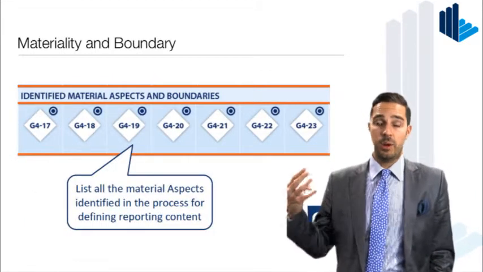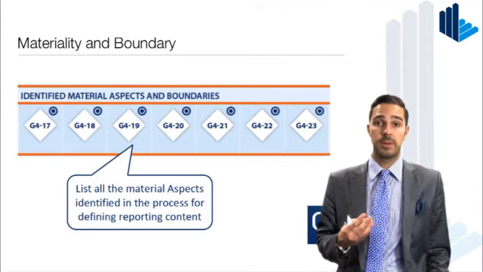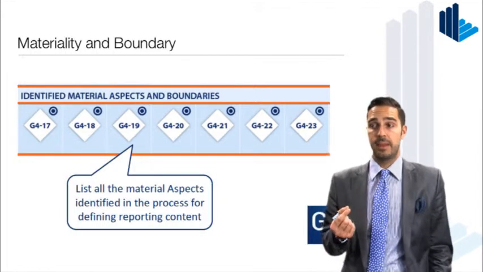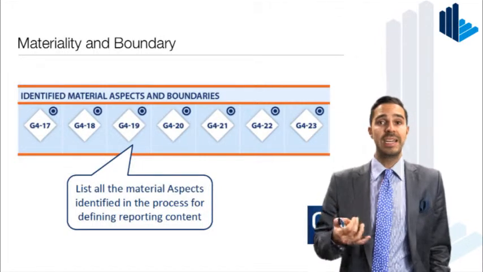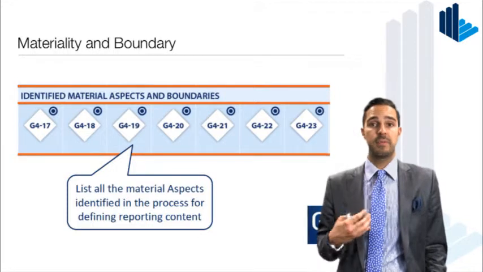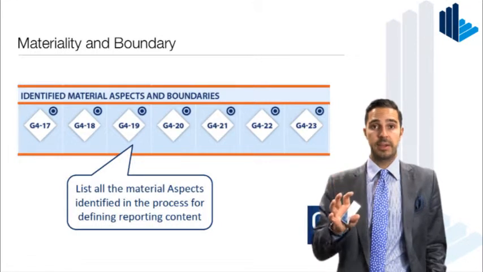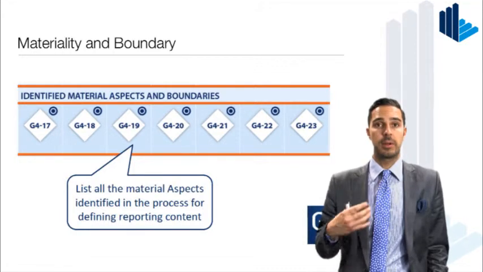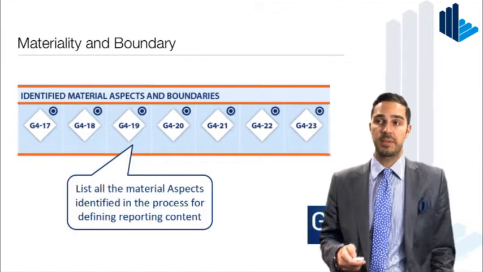Basically, one of the indicators that it's mandatory to disclose in a sustainability report developed based on the GRI framework is the indicator called G4-19, which is the list of all material aspects identified in the process for defining the report content. So you should have a formal part of your sustainability report defining one by one what your sustainability impacts are and which impacts are more material for your business.